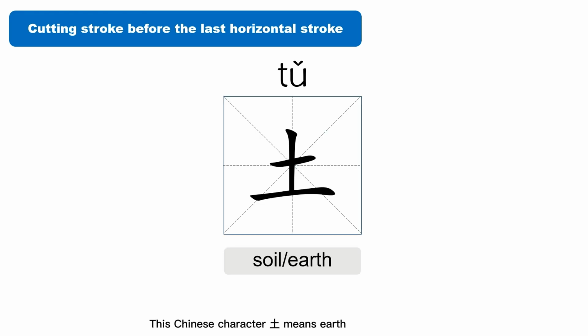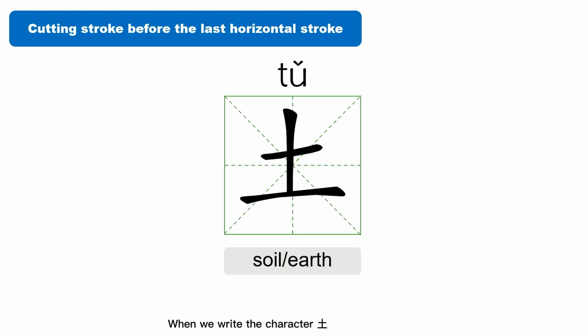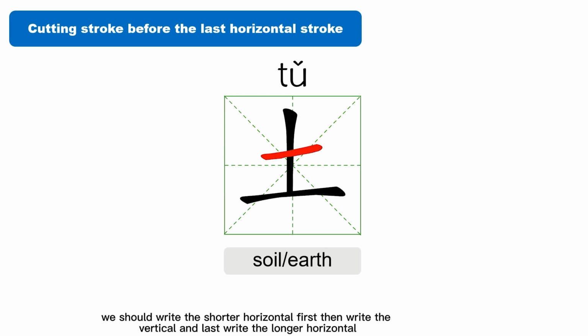This Chinese character 土, which means earth. This character 土 can reflect the rule of cutting stroke before the last horizontal stroke. When we write the character 土, we should write the shorter horizontal first, then write the vertical, and last write the longer horizontal.